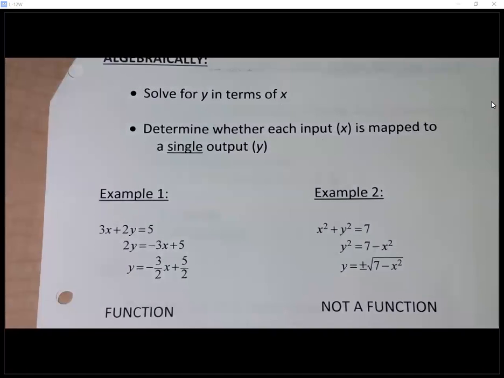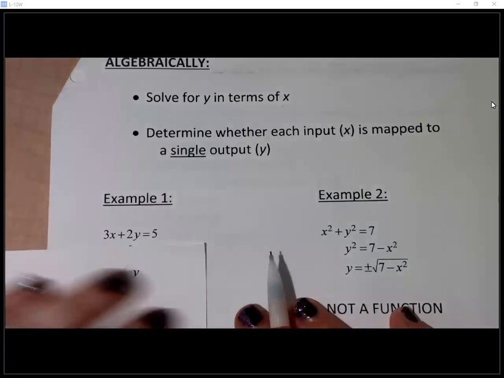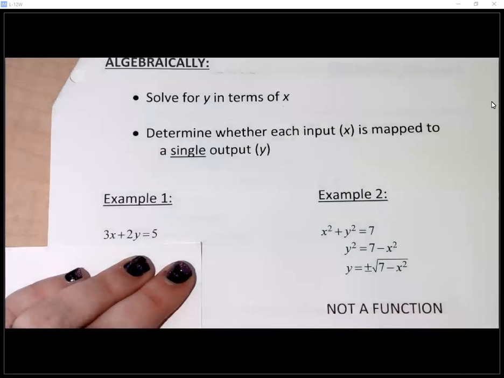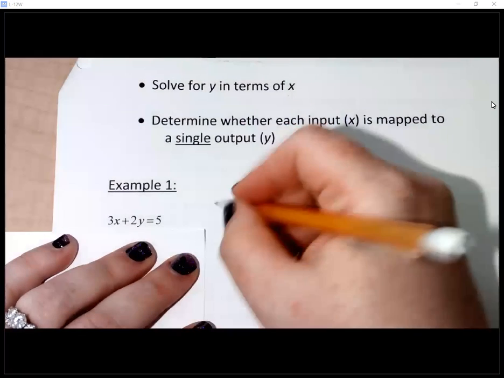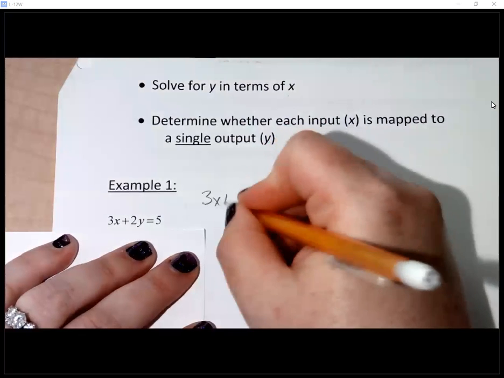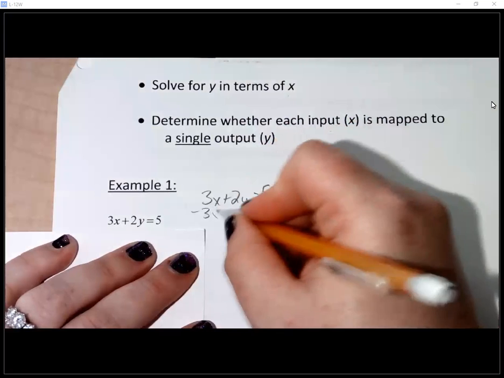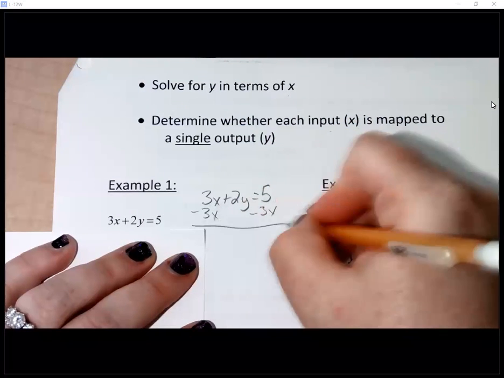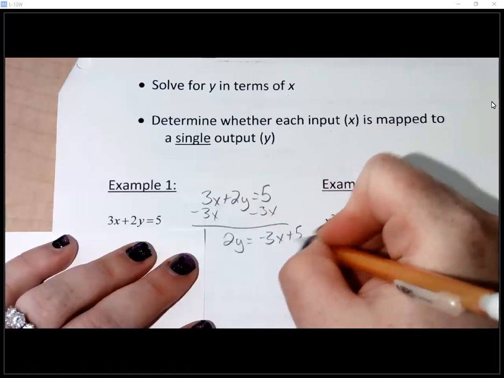So I'm going to cover this up and pretend that we don't see this yet. We're given just this, 3x plus 2y equals 5. So I need to solve for y in terms of x. Let's do that. 3x plus 2y equals 5. I want to get y by itself. Let's minus 3x. 2y equals negative 3x plus 5. Divide by 2, divide by 2.